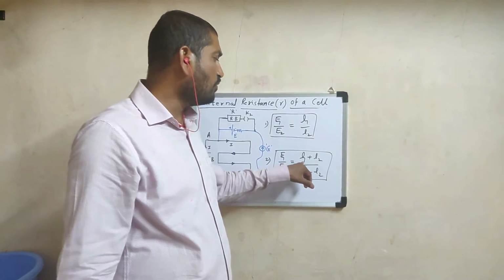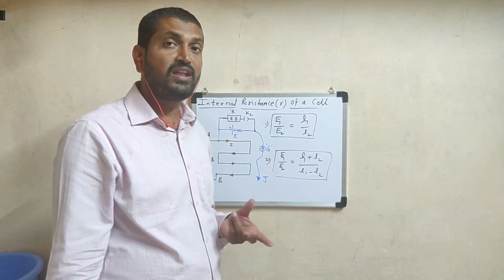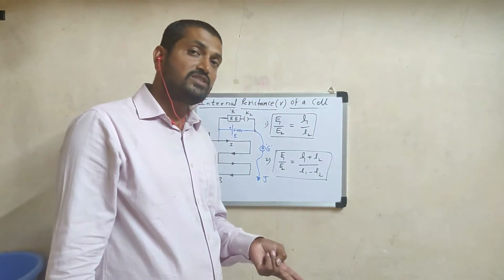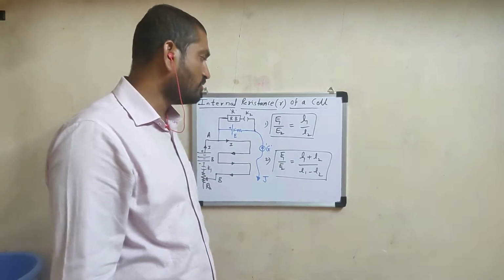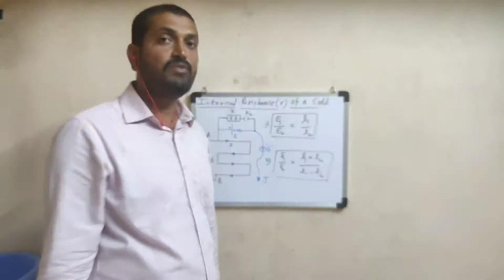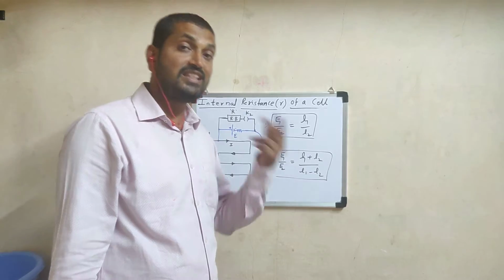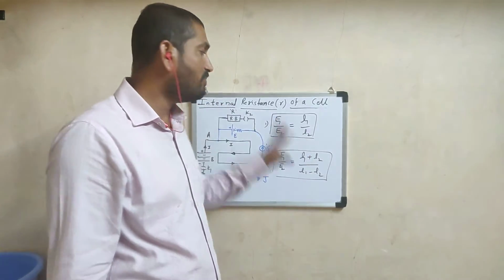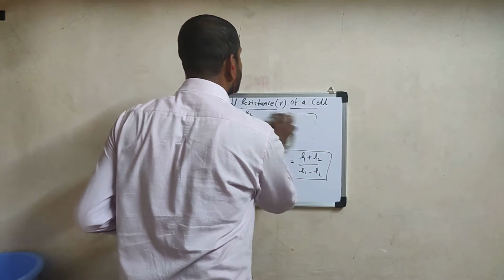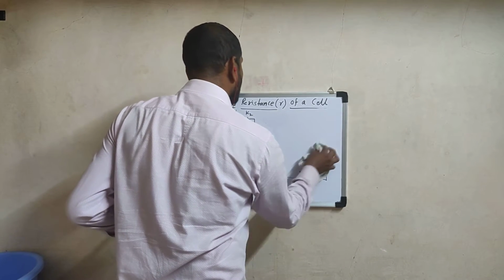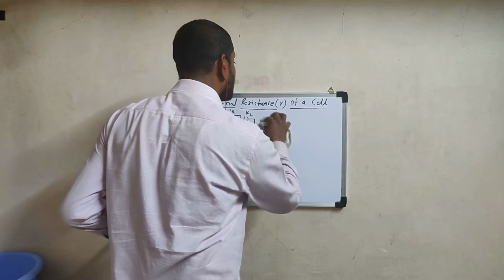In this equation, L1 is the balancing length when the series combination of two cells, or cells in sum method, get balance across the potentiometer, while L2 is the balancing length when the cells in parallel, or cells in difference combination, get balance across the potentiometer.